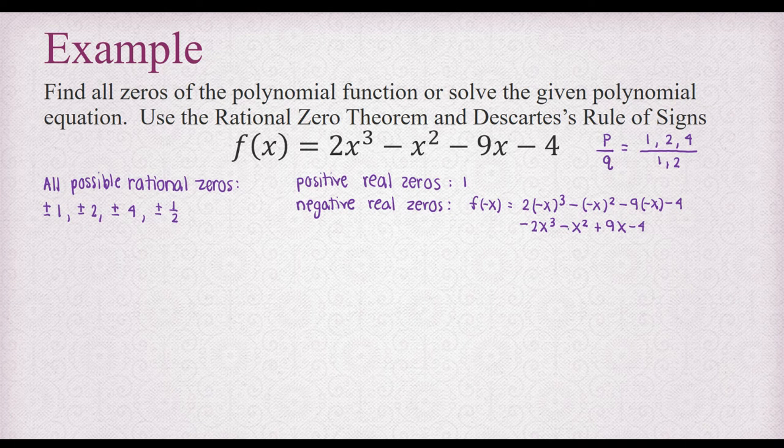So I go from a negative to a negative, so no sign change. But then from there, I go from a negative to a positive. That's a sign change. I go from a positive to a negative. That's another sign change. So because there are 2 sign changes, that means I could have 2 negative real zeros, or 2 minus 2 is 0, so I could potentially have no negative real zeros.